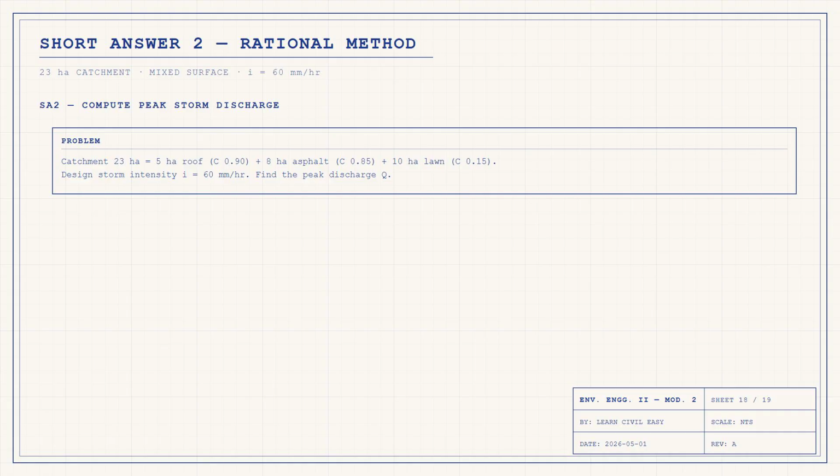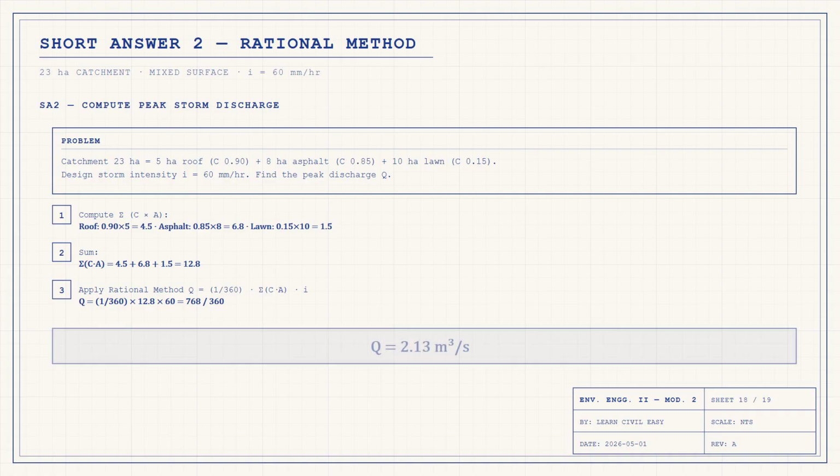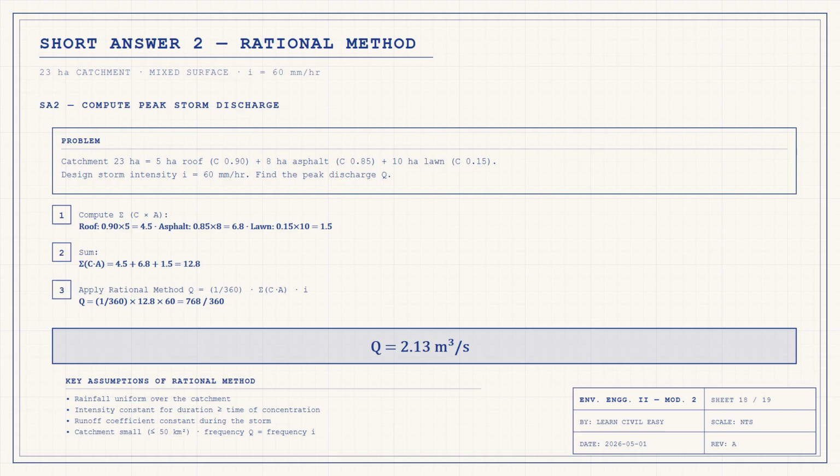Short answer 2. Rational method for a 23 hectare urban catchment. 5 hectares of roof at C 0.9, 8 hectares of asphalt at C 0.85 and 10 hectares of lawn at C 0.15. Compute the weighted product. Roof contributes 4.5, asphalt 6.8, lawn 1.5, sum equals 12.8. Q equals 1 over 360 times 12.8 times 60 millimeters per hour, Q equals 2.13 cubic meters per second. Key assumptions: rainfall uniform over the catchment, intensity constant for the duration equal to the time of concentration, runoff coefficient constant, and the catchment small.